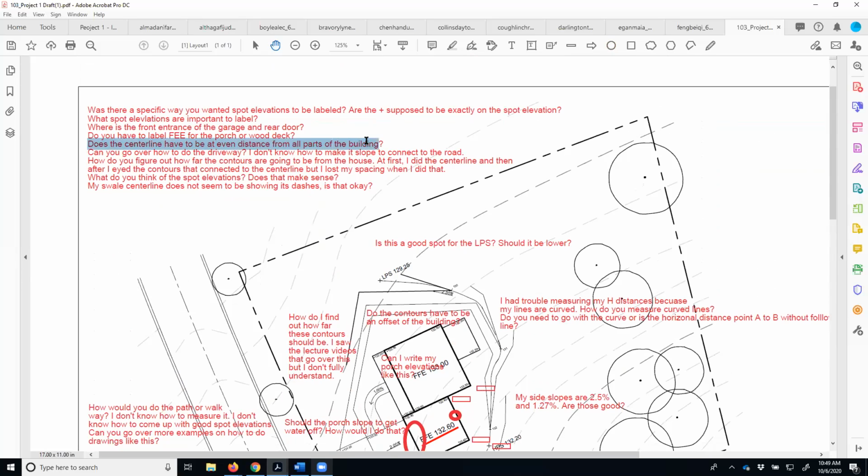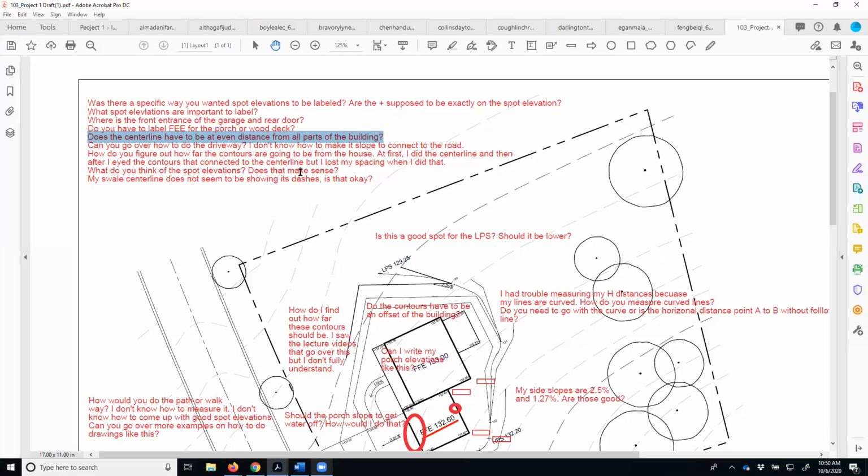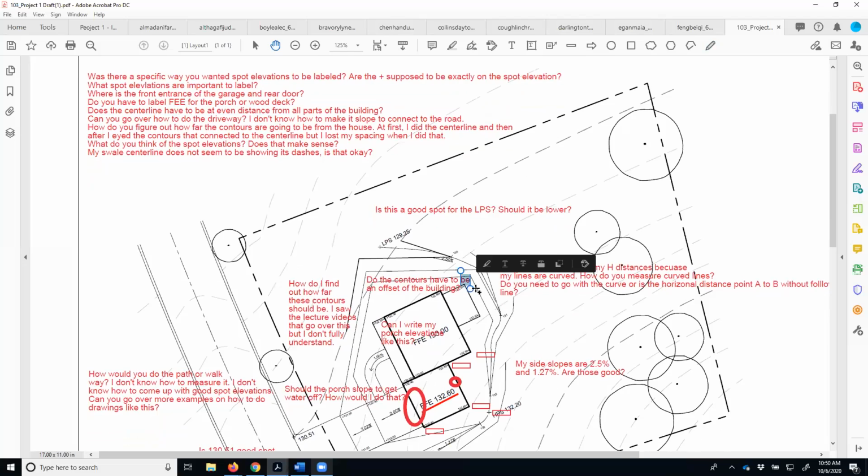Does a center line have to be at an even distance from all parts of the building? Absolutely not. And I assume you're talking about the center line of the swale. It does not have to be the same distance from the building. More than likely, it's going to get further away from the building the further you go downhill. So in other words, the center line of the swale will not go like that. Instead, it will more than likely be closer here and then move further away from the building as it goes downhill. I'm grabbing a different pen because I don't like that one right now.